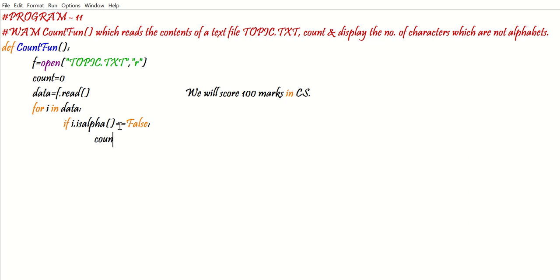Count plus equal to 1. If it is false, that is if it is not alphabet, then we must count. Now after counting, we must print. What should be printed? The number of characters which are not alphabets.